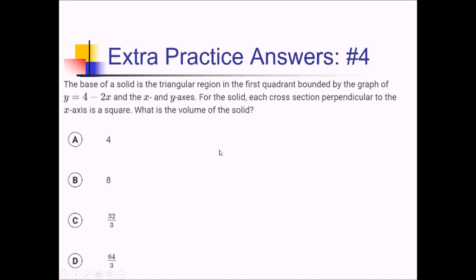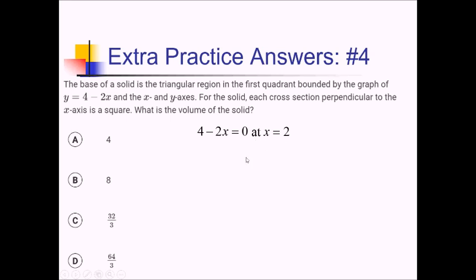Now, let's get the limits of integration, because we're going to have to integrate some square areas over an interval. So I know that since we're bounded by the y-axis, my left limit of integration is going to be 0. But now on the right side, I need to know where this line is crossing the x-axis, and that'll tell me how far to the right I need to go with my integral. So if I set 4 minus 2x equal to 0, I can quickly see, if I subtract 4 and divide by negative 2, that x is going to be 2. That's going to be my upper limit of integration in my integral.